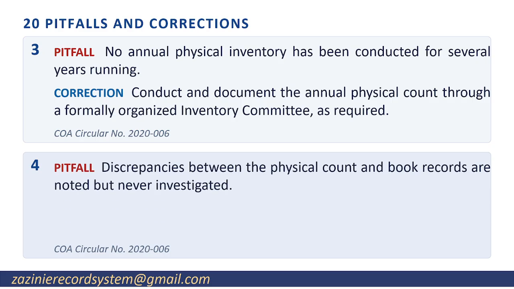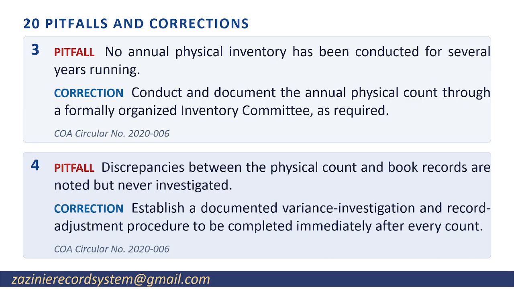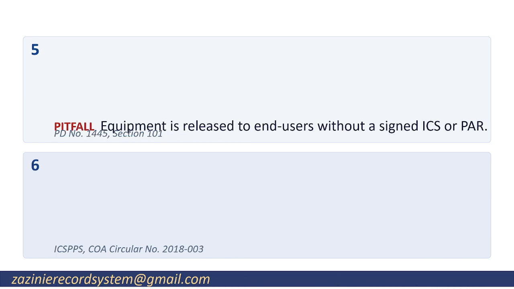Number 4. Pitfall: Discrepancies between the physical count and book records are noted but never investigated. Correction: Establish a documented variance investigation and record adjustment procedure to be completed immediately after every count. Next slide. 20 pitfalls and corrections.